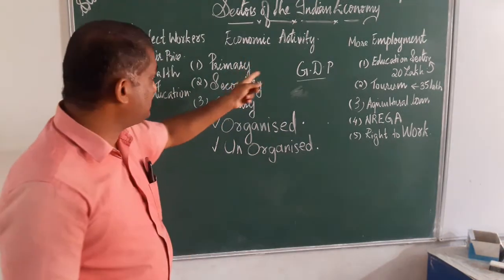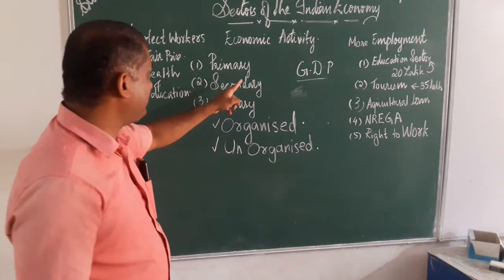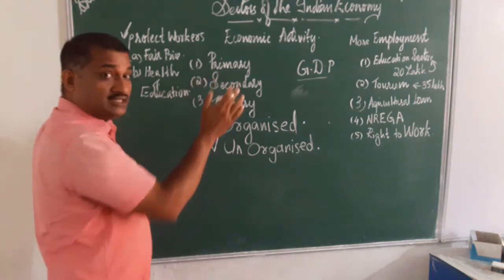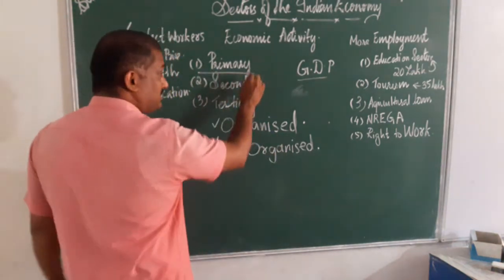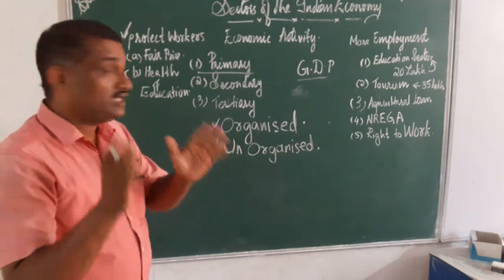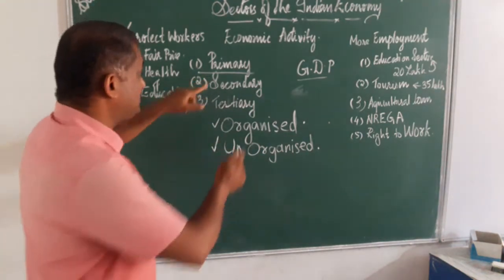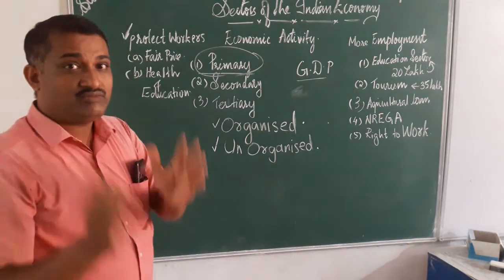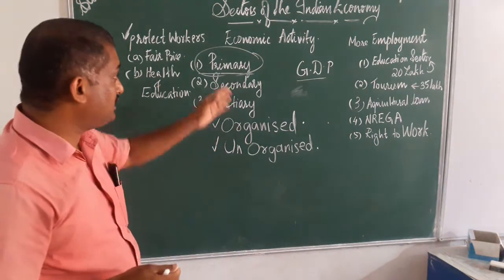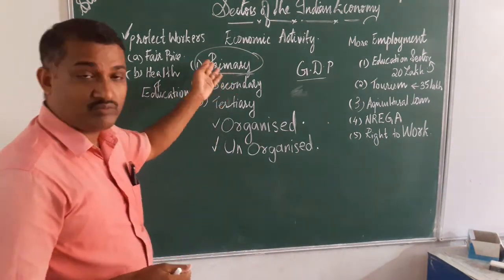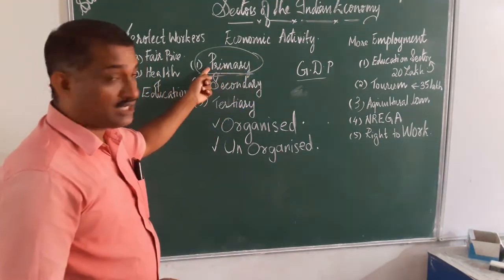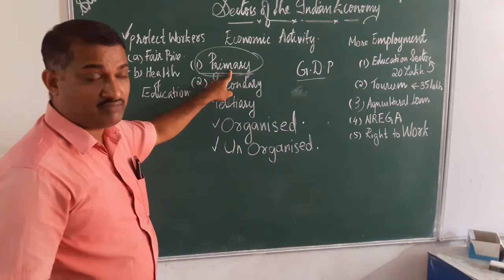The first sector we call the primary sector. The primary sector is agriculture and allied occupation. What is the primary sector? It includes agriculture and allied occupation. More than 70% of the people engage in agriculture, so we call the Indian economy an agrarian economy, because most of the people mainly depend on agriculture. That sector we call the primary sector.